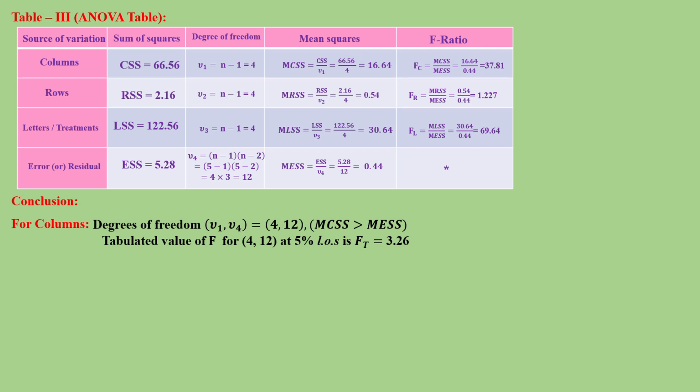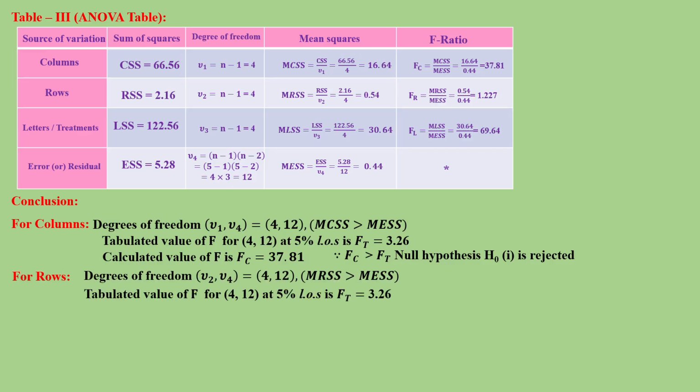Suppose MESS is greater than MCSS in some other problem, you write it V4 comma V1. Based on that only you have to identify the tabulated value from the F table, otherwise it will be a wrong one, right? So comparing FC and FT, FC is greater than FT, so H0 1 is rejected.